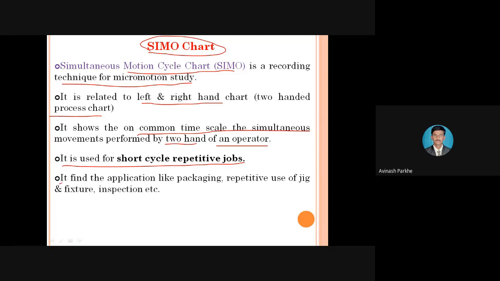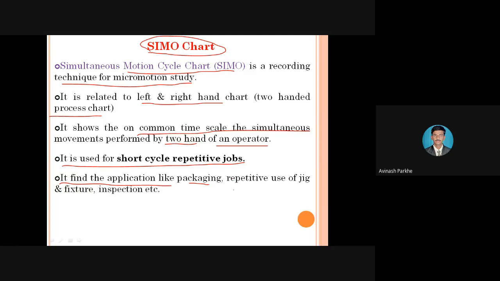For example, this particular Simo chart is fine for applications like packaging. If I have to go for the packaging of the product, the same task we have to repeat again. A new product is coming, we have to go for the packing. Again, a new product is coming, again we have to go for the packaging. So that means the same process we are repeating again and again. So those particular movements can be recorded by using this Simo chart.